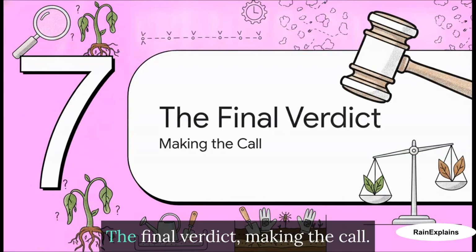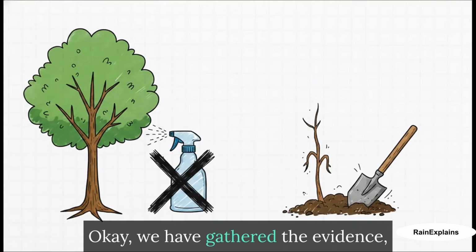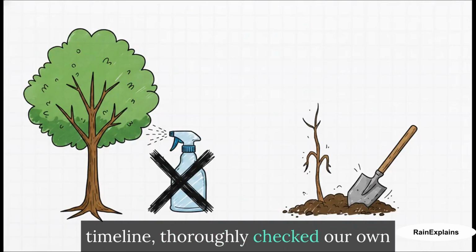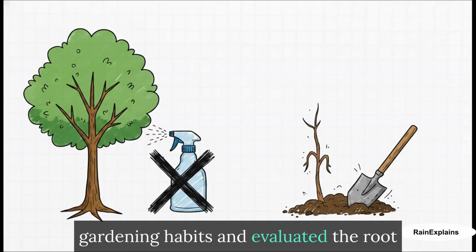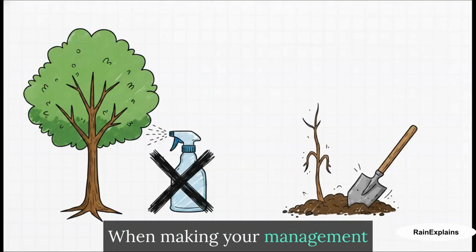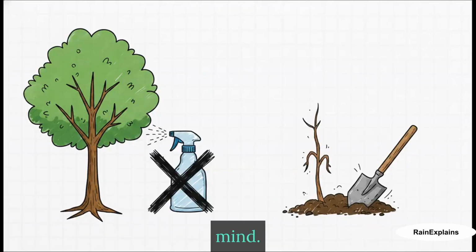Section 7. The final verdict. Making the call. Okay, we have gathered the evidence, mapped the distribution, analyzed the timeline, thoroughly checked our own gardening habits, and evaluated the root zone. Now it's time for the final verdict. When making your management decision, keep these key takeaways in mind.